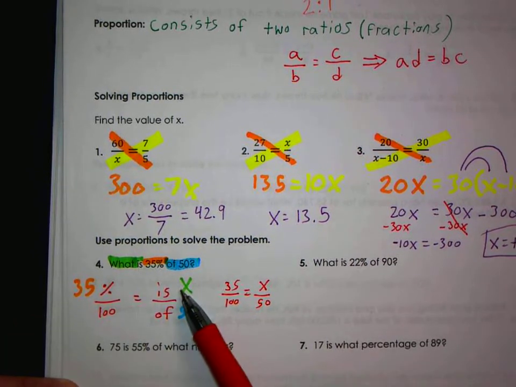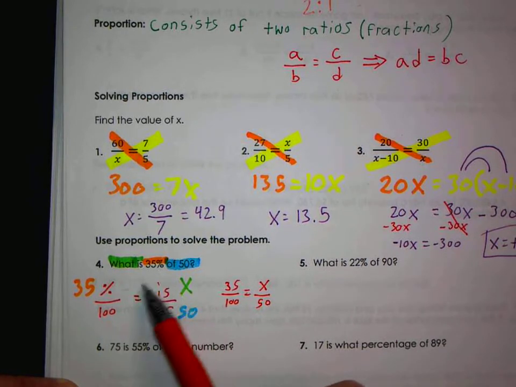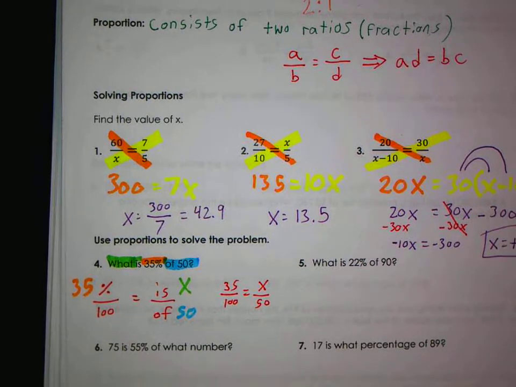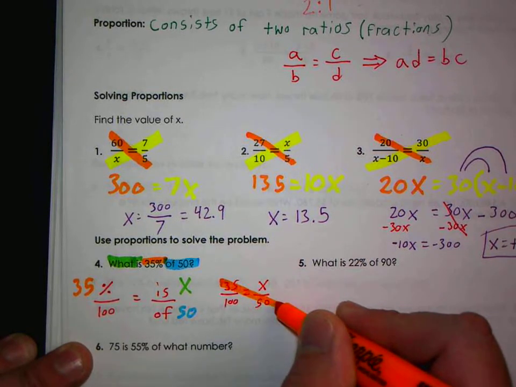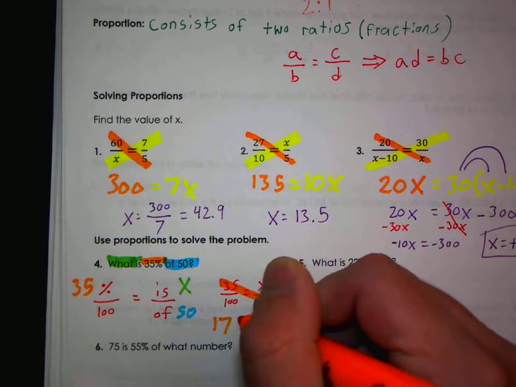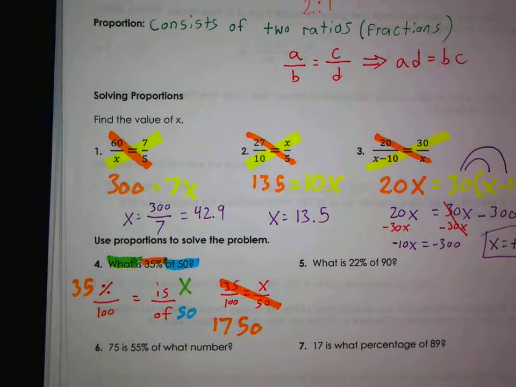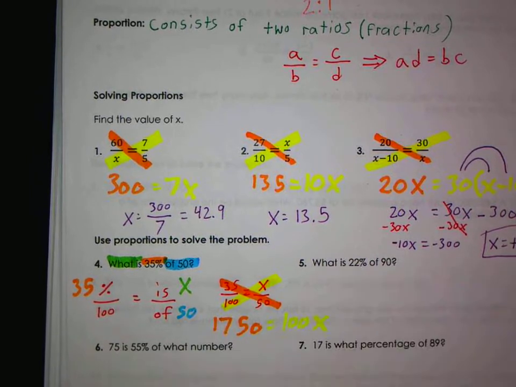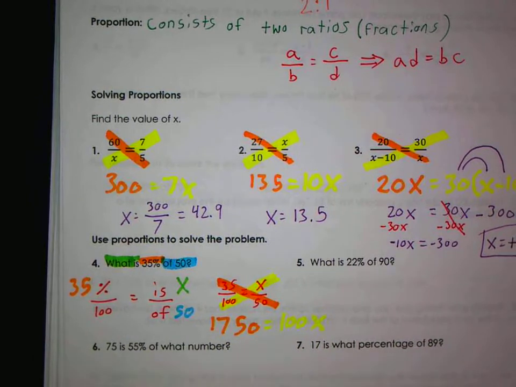So what is, we don't know, so we make that an x. 35%, percent always goes there. Of 50, the of goes there. Solving, I take 35 times 50, 1,750. I take 100 times x. Now, I'm going to divide both sides by 100. So 1750 divided by 100, move the decimal place over 2, 1, 2, actually be 17.5.